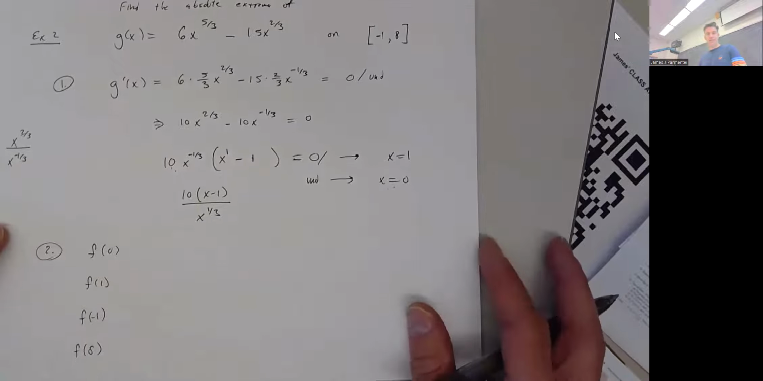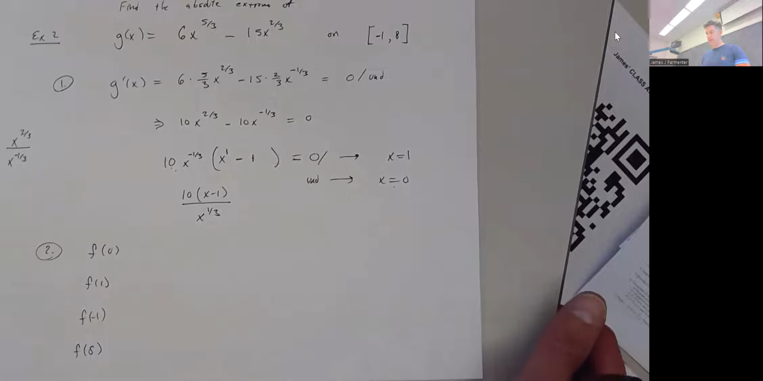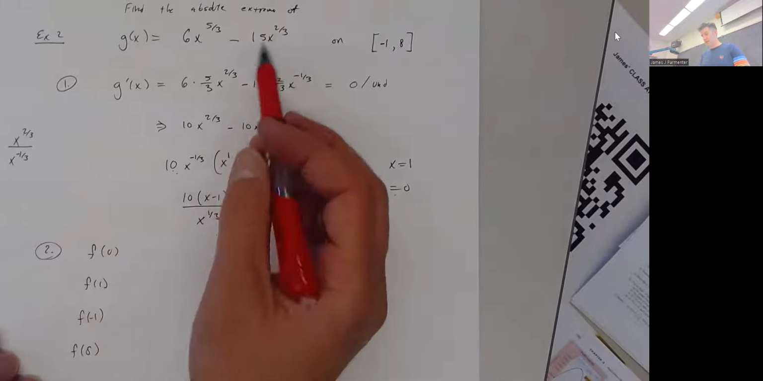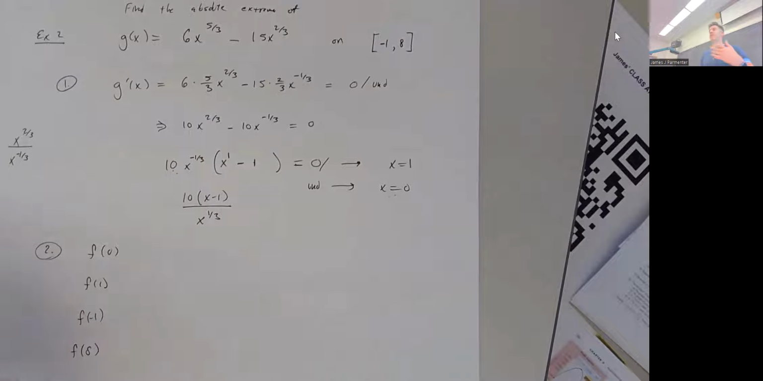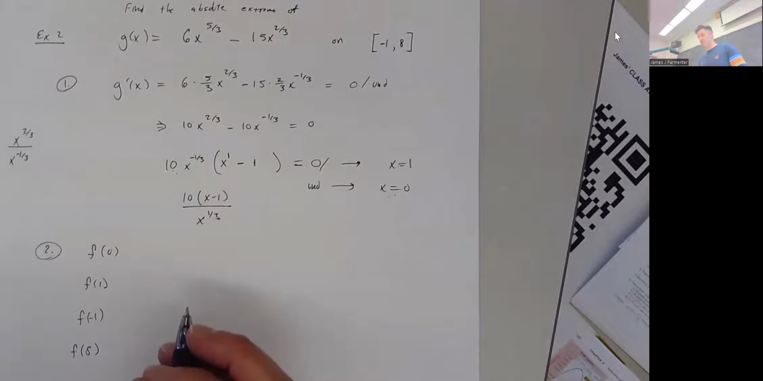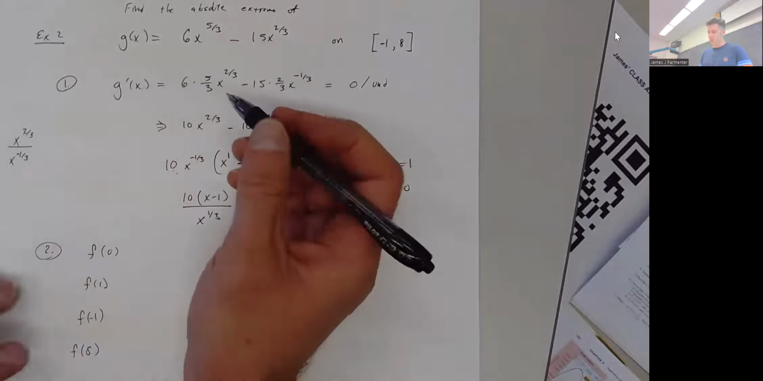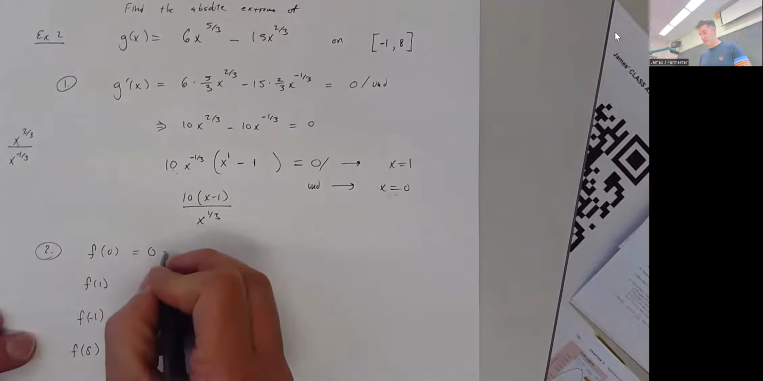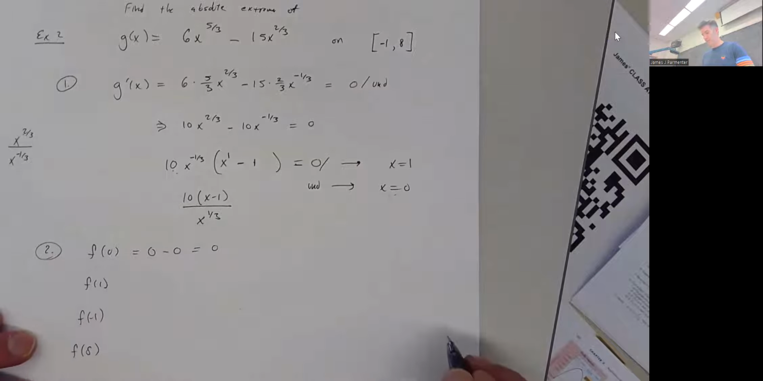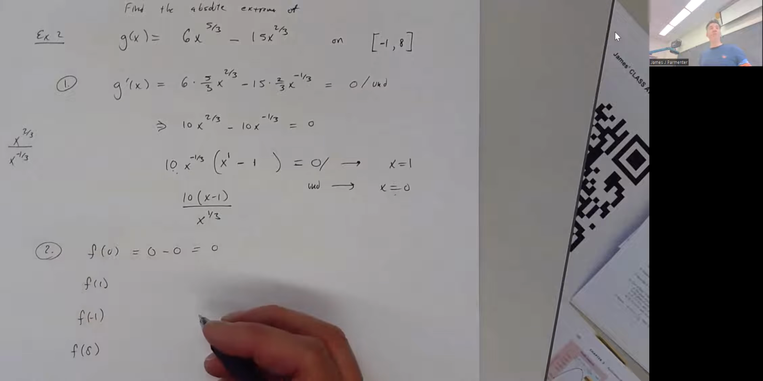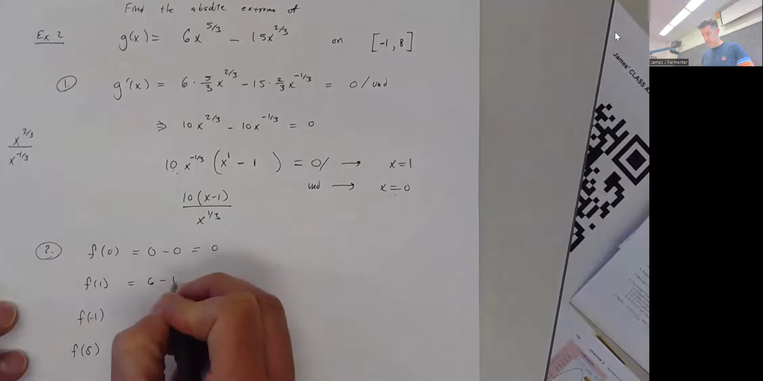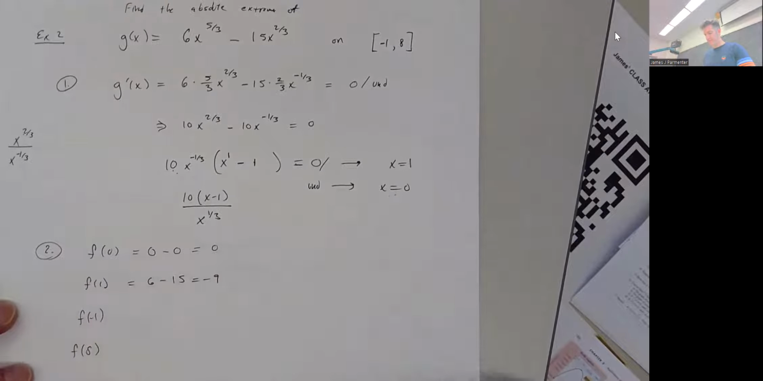I know I said the thing before, I think it's still true. It's probably going to be in our interest when we're plugging these things in. Most of them are fine. The last one we might want to do something for, but if I plug in 0, I'm going to get 0. Right? 0 to any positive power is 0. 0 minus 0, 0. F of 1, 1 to any power is 1. So I'm going to get 6 times 1 minus 15 times 1, which is -9.